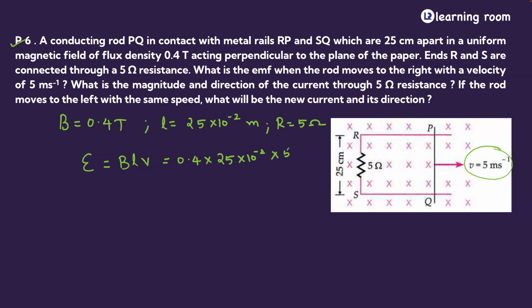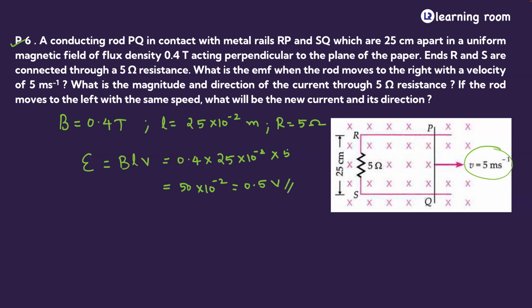So 25 into 0.4. So 25 into 4 is actually 100. 25 into 0.4 should be 10. So 10 into 5 is going to be 50. So 50 into 10 power minus 2 is going to give us 0.5 volt. So it is 0.5 volt.